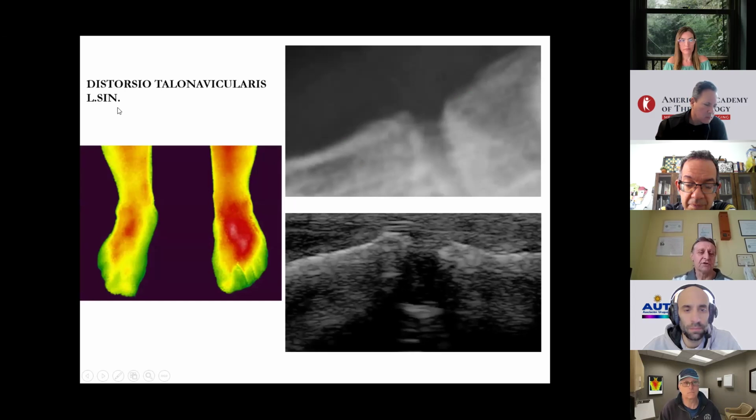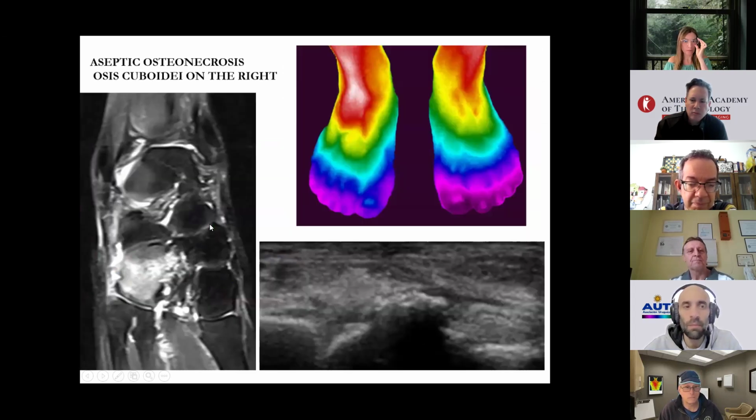Distorsio talonavicularis lateris sinistri. Here we can see also widening of the joint, but without hypoechoic filling, but ruptured ligaments and capsula articularis. And as a consequence of that is increased temperature activity on the injured site.